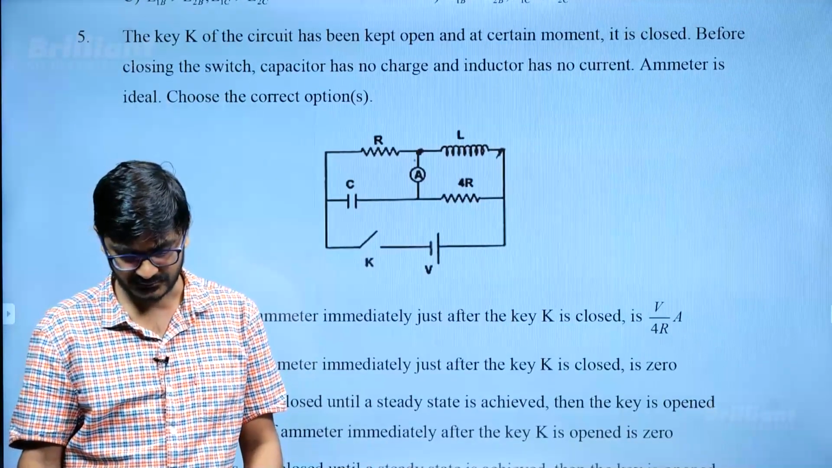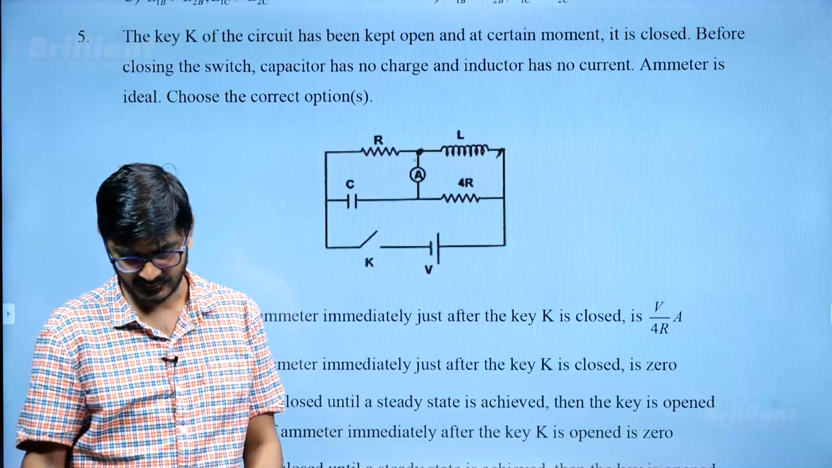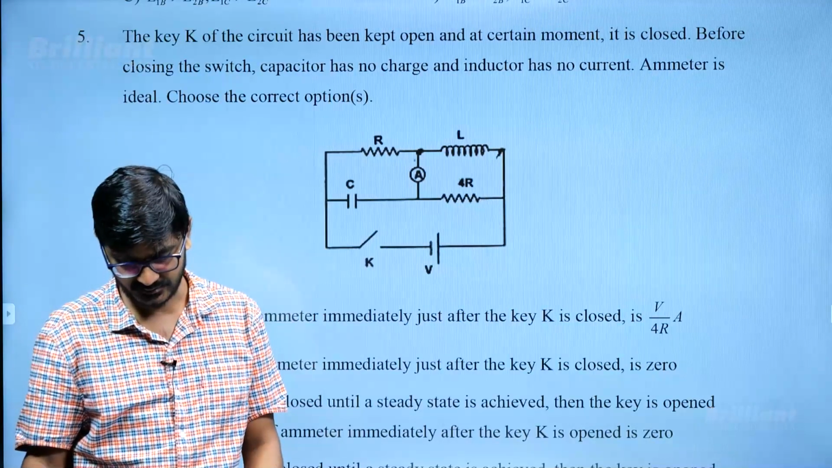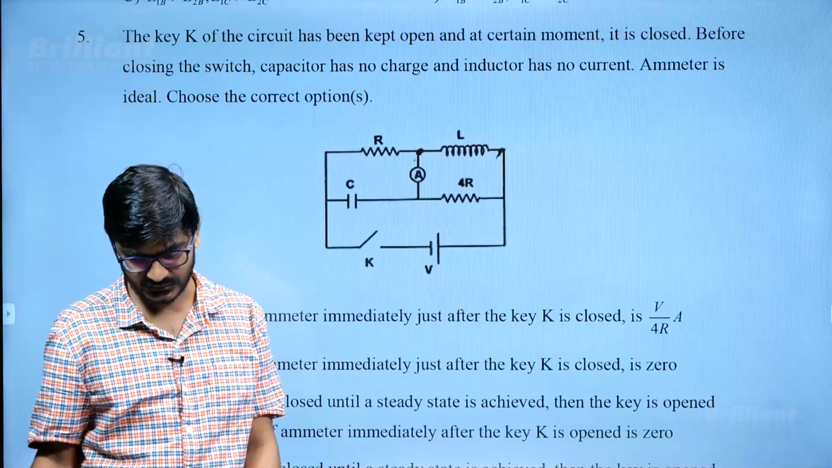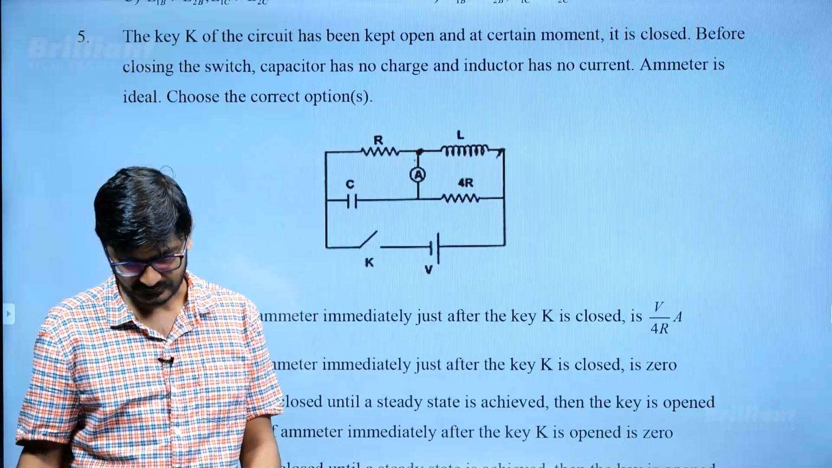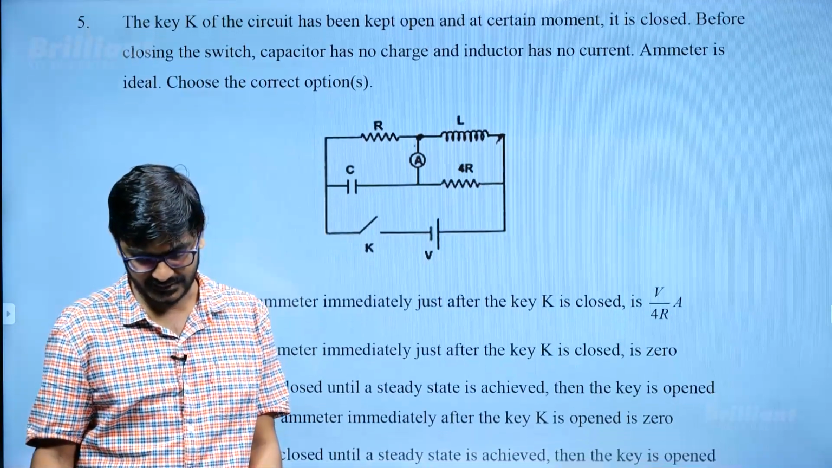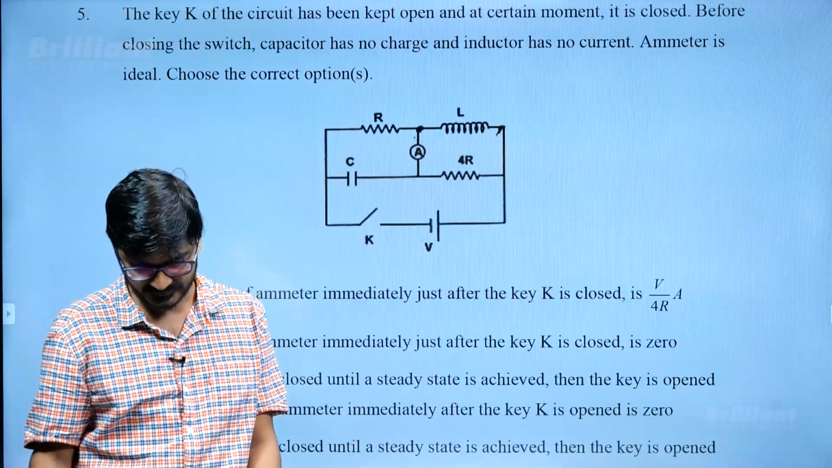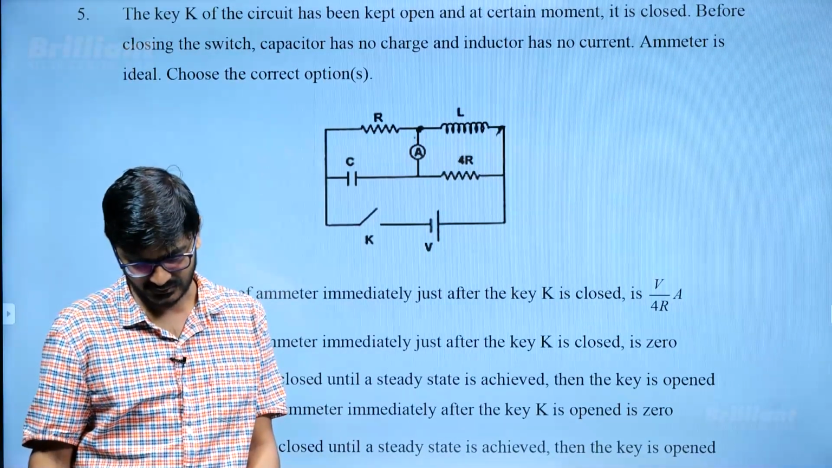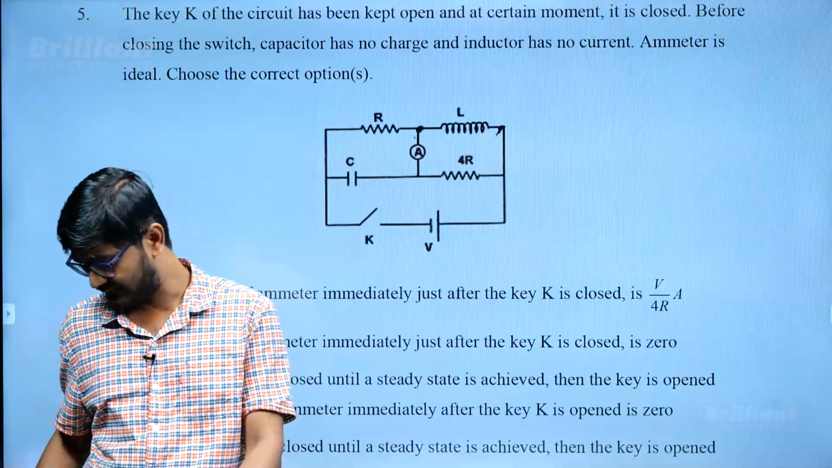The key of the circuit has been kept open and at a certain moment it is closed. Before closing the switch, capacitor has no charge and inductor has no current. Ammeter is ideal. The reading of ammeter immediately after closing the switch. Yeah, immediately after closing the switch. How is it going to look immediately after closing the switch?